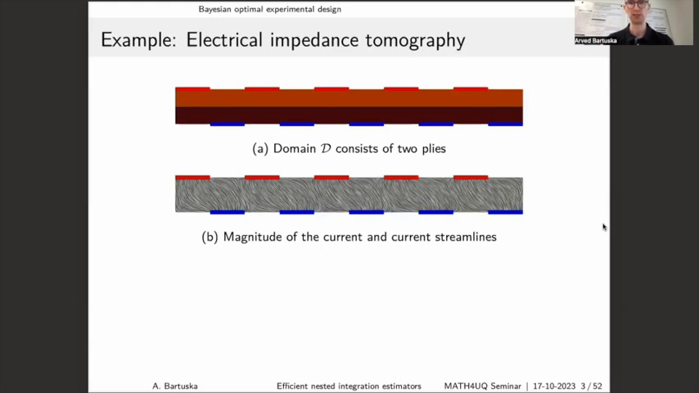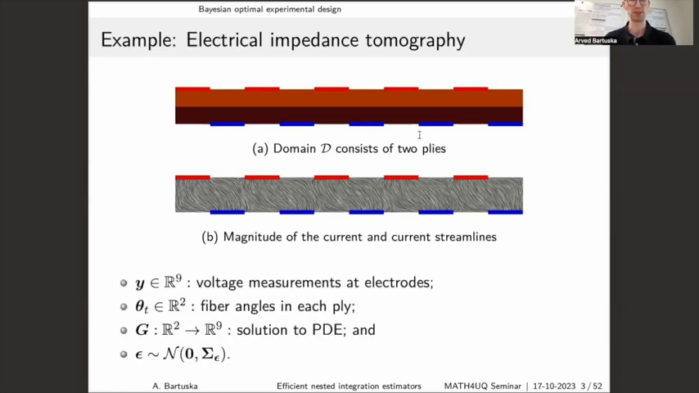So we start off with a simple example so that everyone can get some picture of what this means. We have here electrical impedance tomography. We have a composite laminate material, meaning that we have two plies here. I hope you can see my pointer. So we have two plies that have a fiber structure, and we have electrodes. The red electrodes are inlet electrodes, the blue ones are outlet electrodes. We inject electric current, and then we can measure the current. This way, we can generate an image of the interior of this domain.